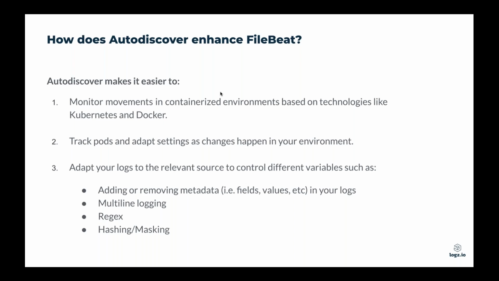And let's say that you want to apply different configs per container. So without Autodiscover, what you'll have to do is create a YAML file per container and apply that config. Autodiscover gives you the ability to do everything through one YAML file, and basically FileBeat will detect for you if a certain criteria was matched. And if indeed that's the case, it will apply the relevant setting that you provided beforehand.